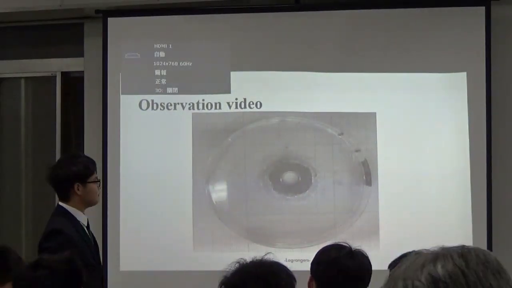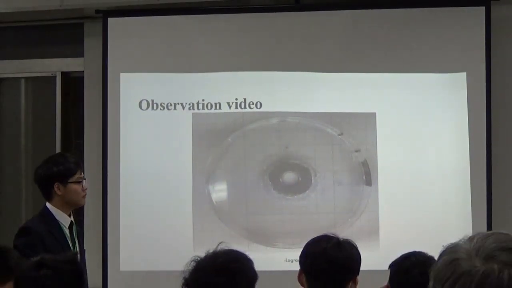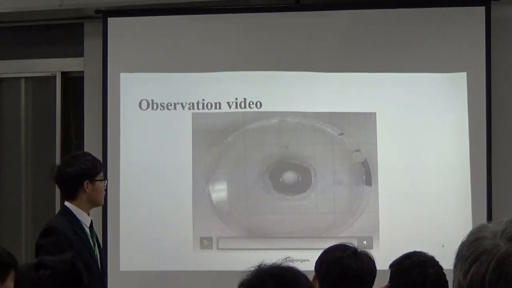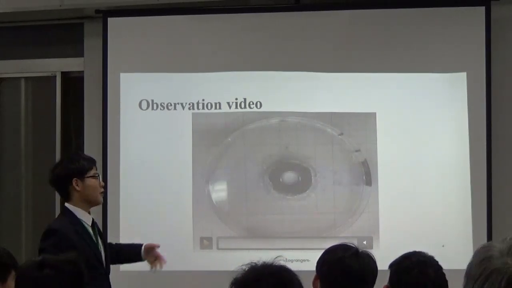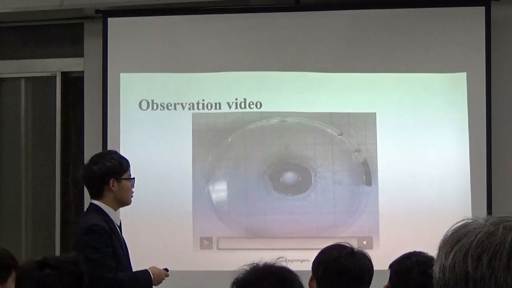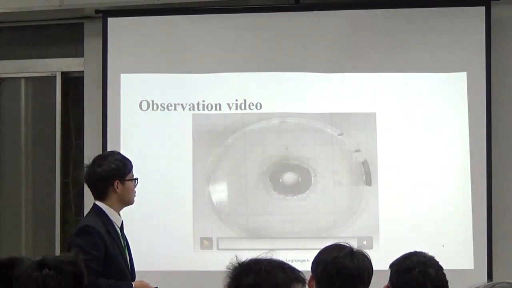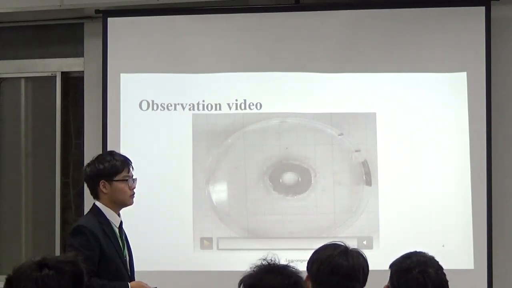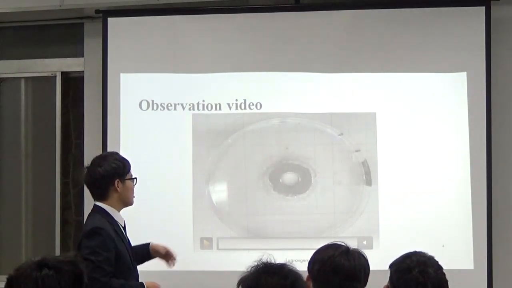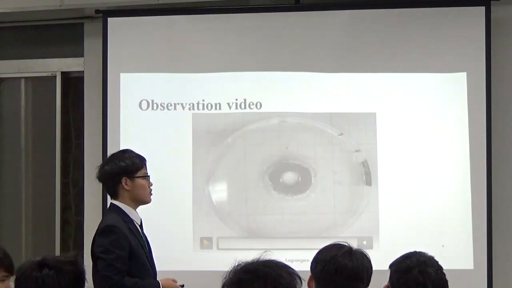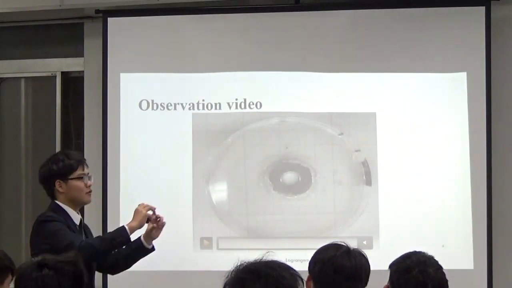Yes, for the observation video, we can. I see that you place it on the glass plate. Is it? Yes. I see. Okay, so do you think the water droplet is a thin lens or a thick lens? Well, this is a thick lens. Thick lens, yes. Because it is a sphere.